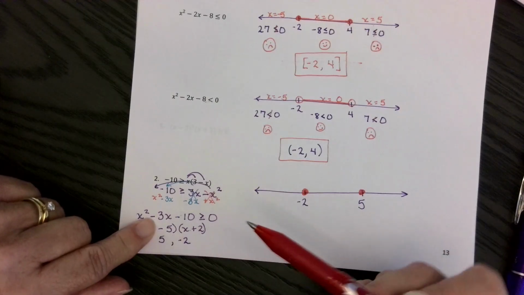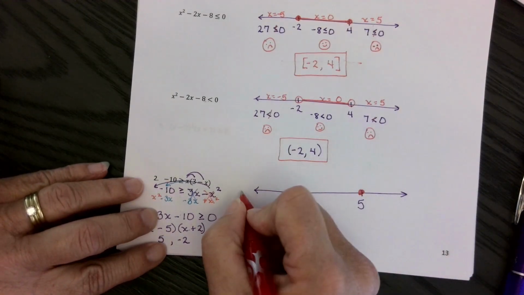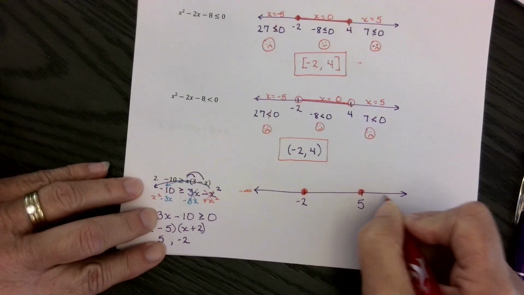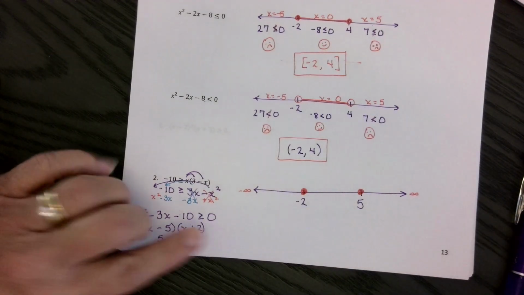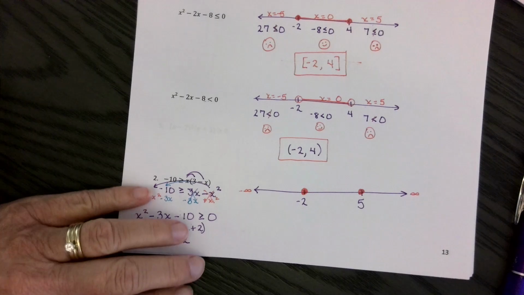So either way. Okay, so I'm going to pick a number to the left of -2. I'll just pick -3.